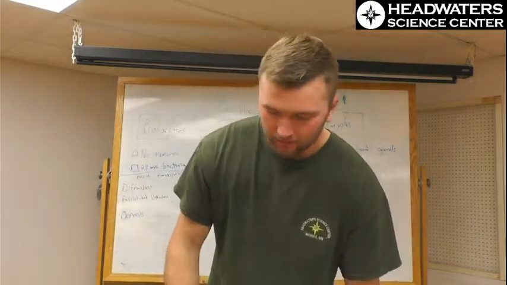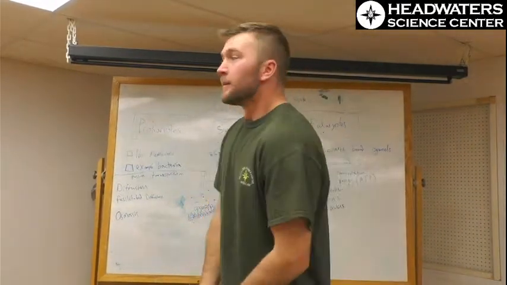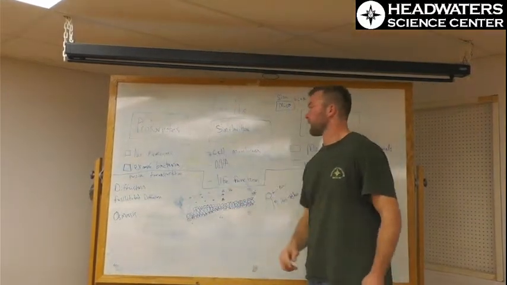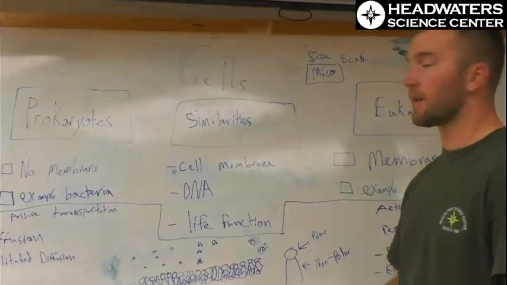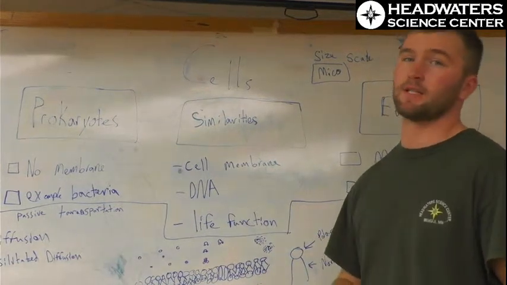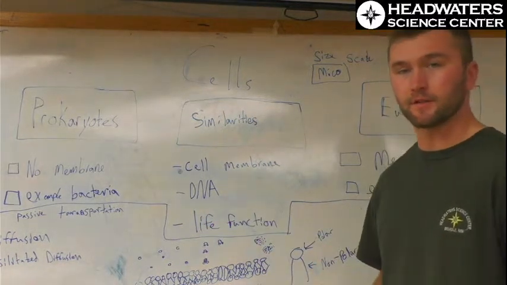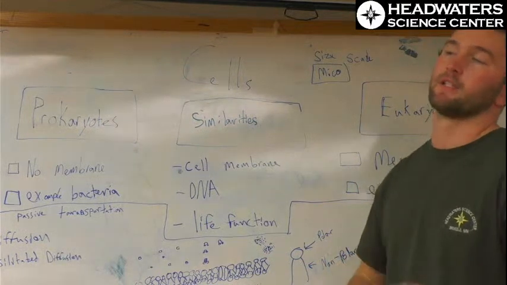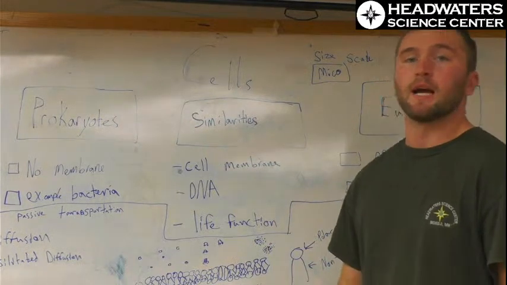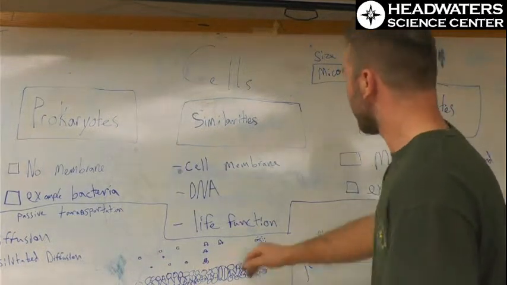Even though they're different categories of cells, they do have some similarities. Some similarities are they all have cell membranes. They all have DNA, and they don't have DNA in the same form, but they both have DNA, and they both perform life functions. So if an organism is going to be alive, they need to be able to respond to outside stimulus. They need to be able to reproduce and use energy, metabolize. So they're all able to do that.